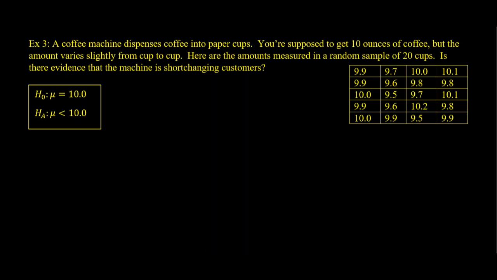As usual, we want to state the conditions before we proceed. I have a random sample of 20 cups of coffee, and 20 cups are fewer than 10% of all cups of coffee the machine makes.